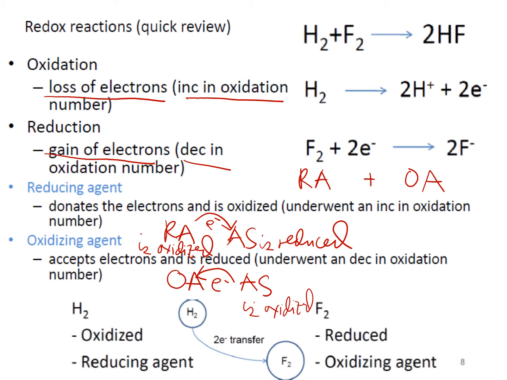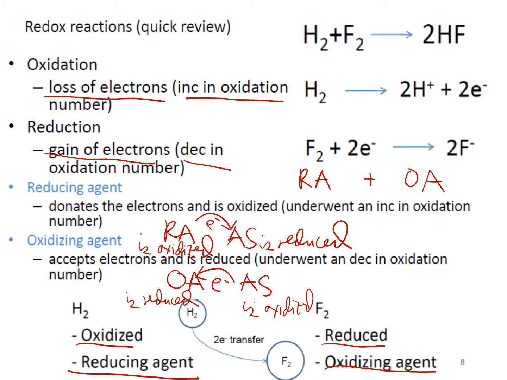And after the OA accepts electron, it is reduced. So in other words, the effect is reversed. So reducing agent is the substance oxidized. Okay? Reducing agent is the substance oxidized. The oxidizing agent is the substance reduced.